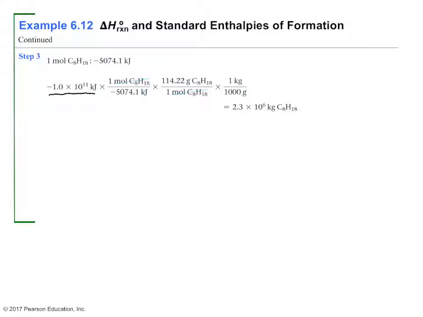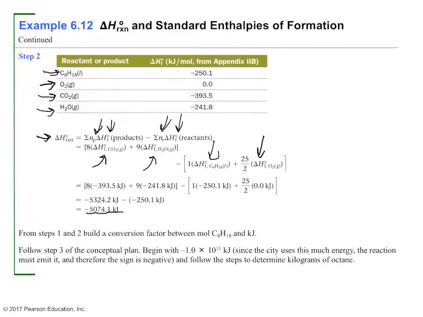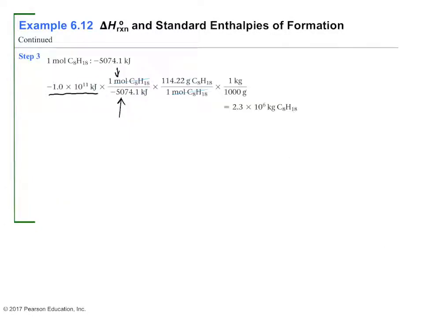So here we start with what we're given. This is how much the city's using. We know 1 mole of octane is negative 5,074.1 kilojoules. The reason we had to keep octane as 1 is because this is how much energy is in 1 mole of octane. And we need that in 1 mole so we can use it as a conversion factor.